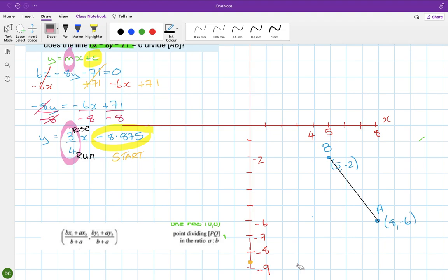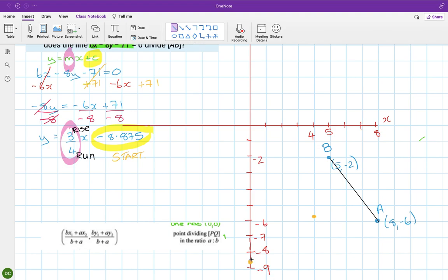No, I'm not, sorry. I'm going to run 4. Yeah, the run is 4, so 1, 2, 3, 4, and then I'm going to rise 3. So 7.9, 6.9, 5.9. So it's around there. We'll do it in yellow. At 4, I'm going to about 5.9, so there-ish. Did I get it close? Yep. And then I'm going to insert a line. So I'm going to draw this line.